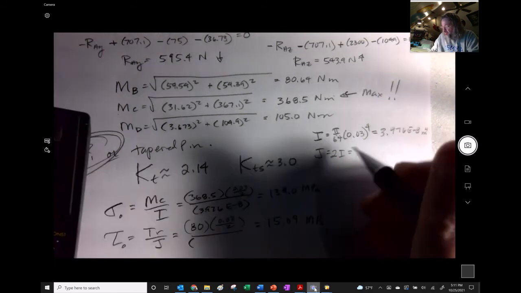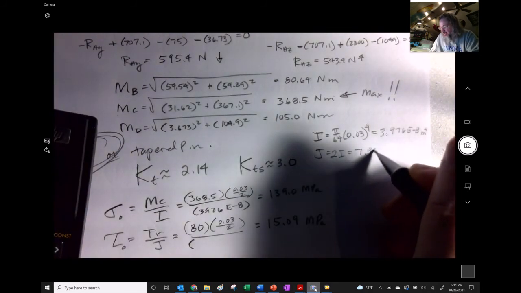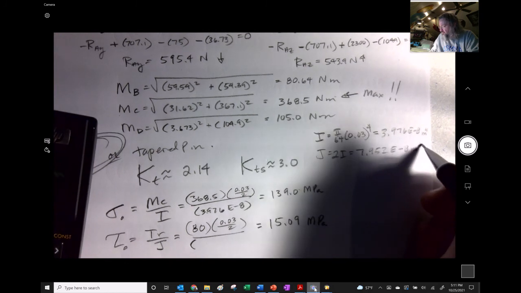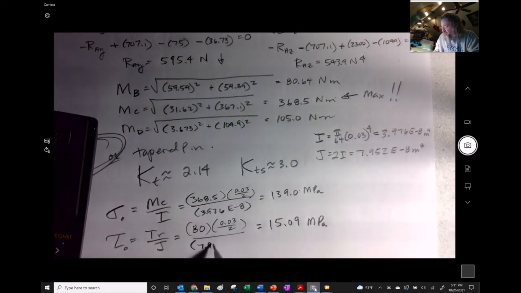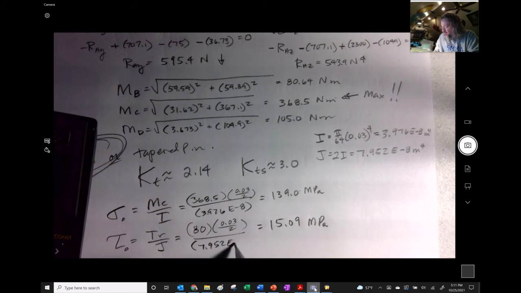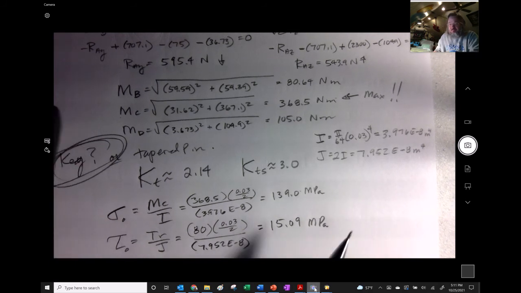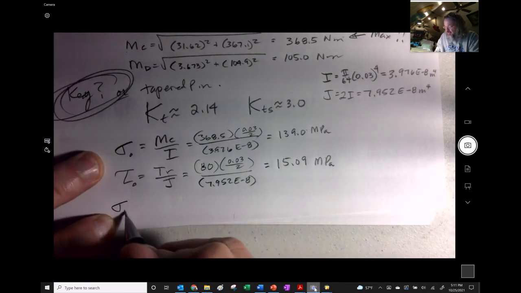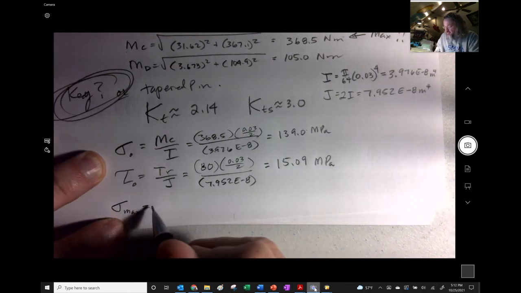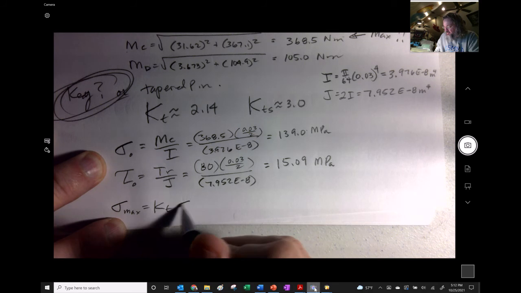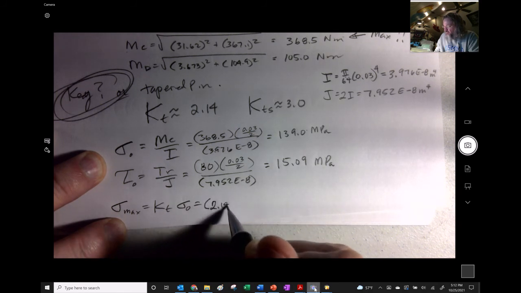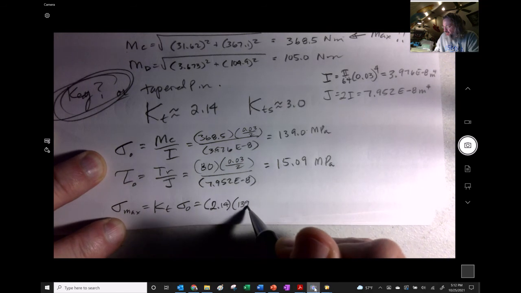But let me take 2 times that. This was 7.952 E minus 8. Sometimes I go too fast. All right. So anyway, if I wanted to get my max bending stress, that's just my KT times my nominal, or 2.14 times 139.